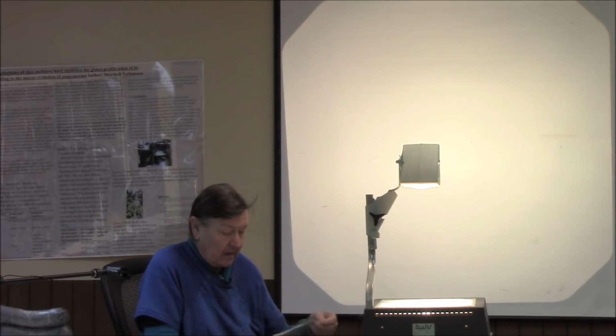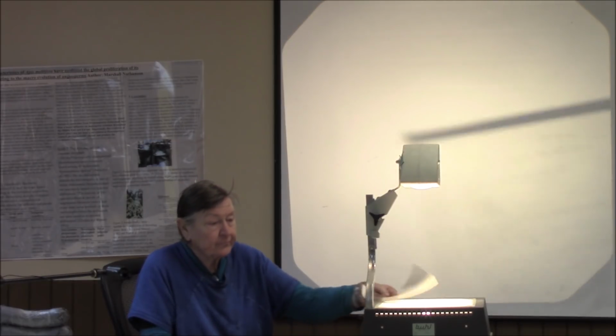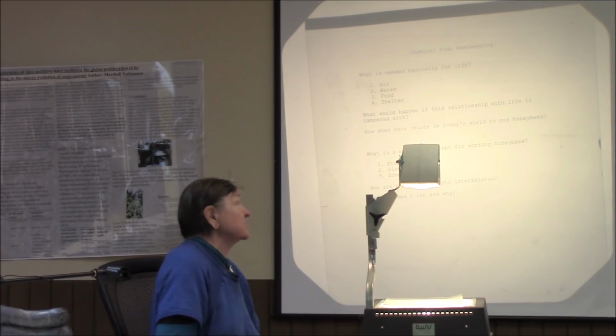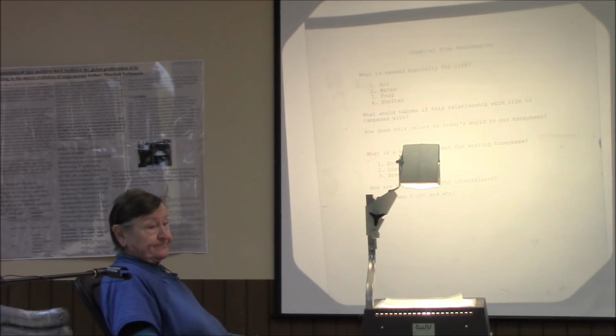Okay, chemical-free beekeeping. And basically, what is needed basically for life, for animals, of which bees are livestock. You have air, water, food, and shelter, which used to be taught in schools back when you were in the primary grades already. So what would happen if this relationship with life is tampered with? How does this relate to today's world, to our honeybees?